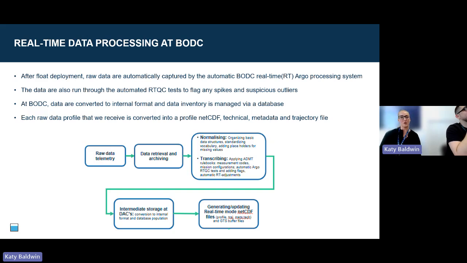So moving on to the actual Argo data processing procedures at BODC. Once the float transmits the data at the surface, it is automatically retrieved from the Iridium and Argo satellites, and it arrives at the data assembly centres, referred to as the DACs. And there are 11 DACs in total globally. BODC are one of these DACs.